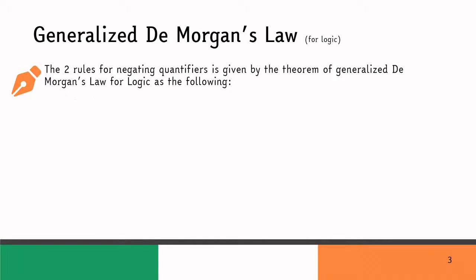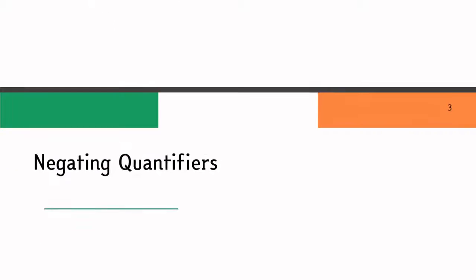The first law states that the negation of for all x p of x is equal to there exists x such that negation of p of x. This means that when the negation is expanded, it reverses the quantifier and negates the inner predicate. For the second expression, negation of there exists x such that p of x is equal to for all x negation of p of x. Again, we can see how the negation reversed the quantifier and negated the inner predicate. To understand it better, let us see the proof for the same.